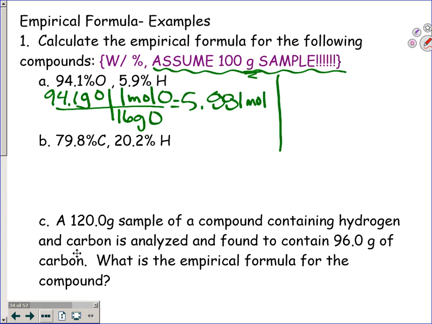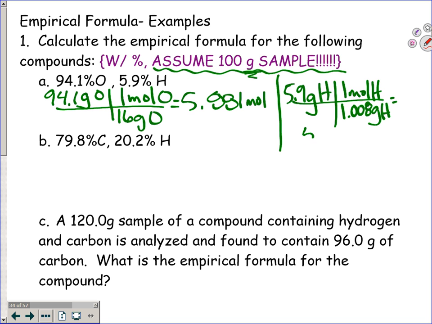So now I'm going to do the same thing, but 5.9 what? What unit goes here? Grams of hydrogen. I'm going to convert that to moles. So 1.008 grams of hydrogen is equivalent to 1 mole of hydrogen. Did you divide by 1.008? It's too low. 5.8 something. 853 moles of hydrogen.